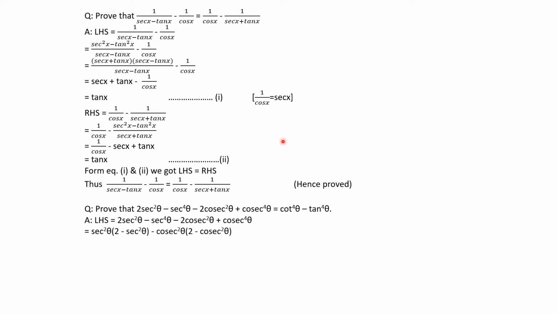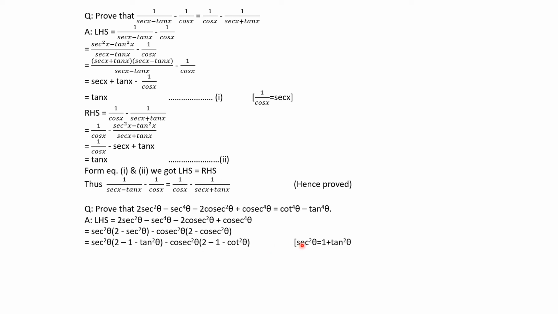We're taking sec square theta common in the first two terms, we get sec square theta into 2 minus sec square theta, and taking cosec square theta common in the third and fourth terms, we get cosec square theta minus 2 into 2 minus cosec square theta.